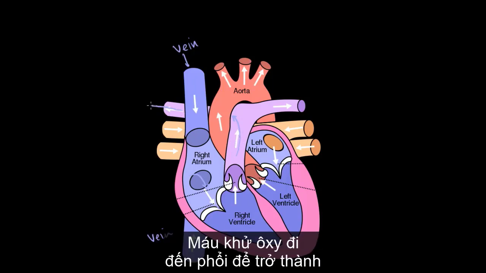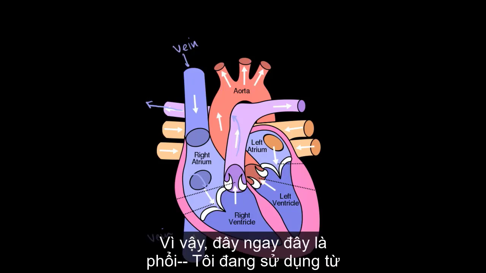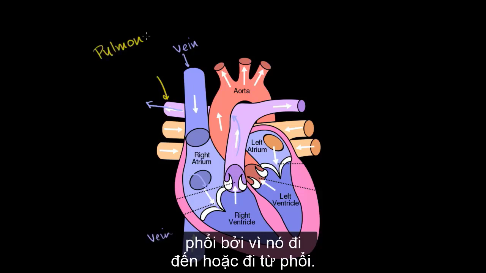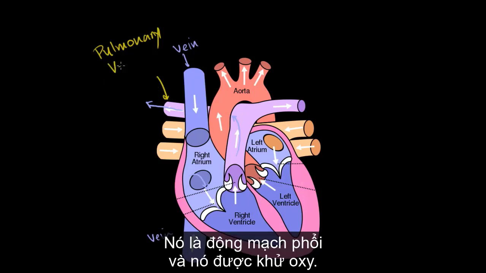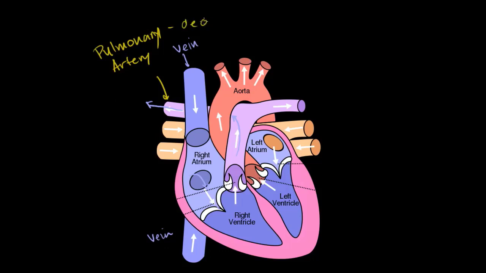Deoxygenated blood goes to the lungs to become oxygenated. So this right here is the pulmonary. I'm using the word pulmonary because it's going to or from the lungs, or it's dealing with the lungs. And it's going away from the heart. It's the pulmonary, sorry, away is artery. Pulmonary artery. And it is deoxygenated.